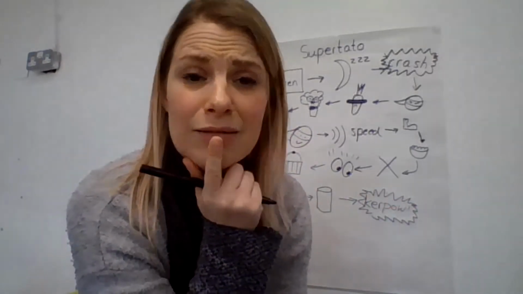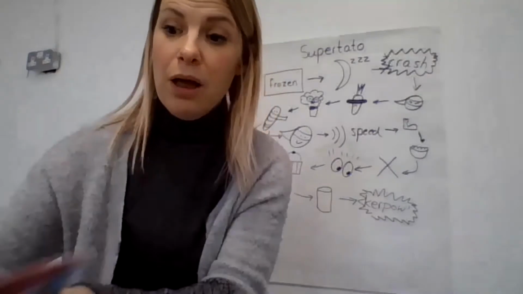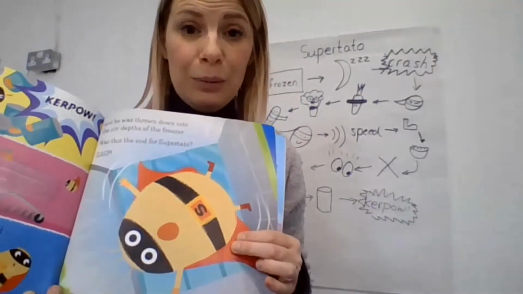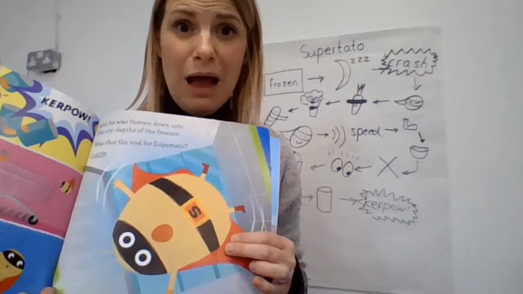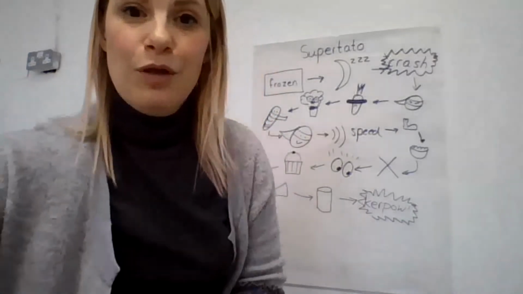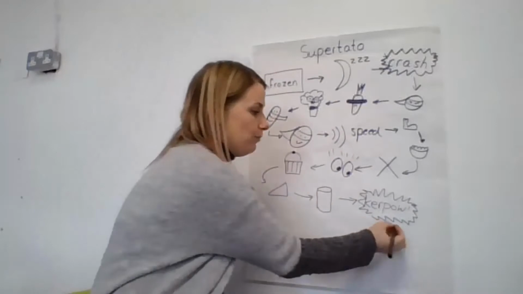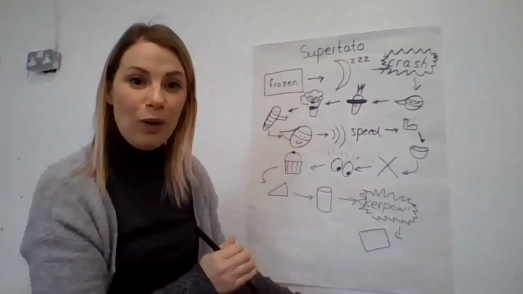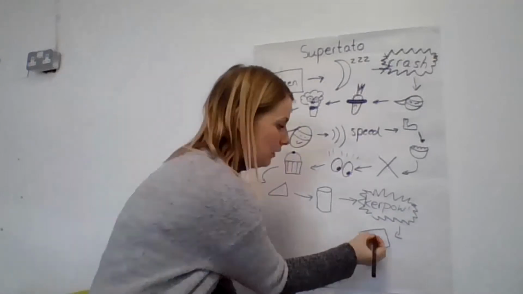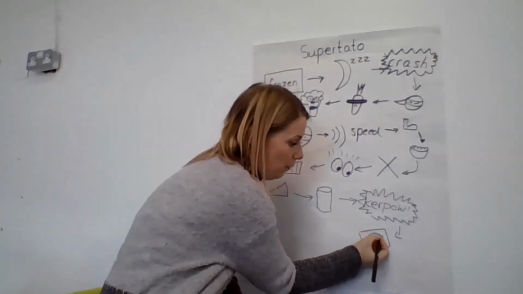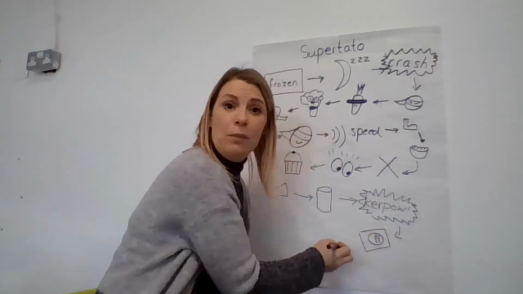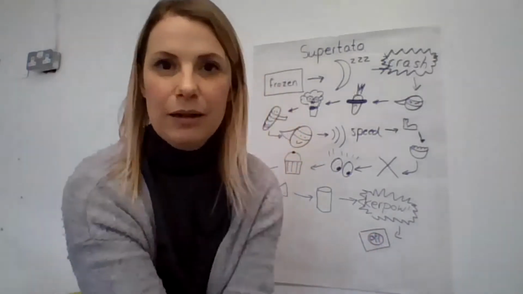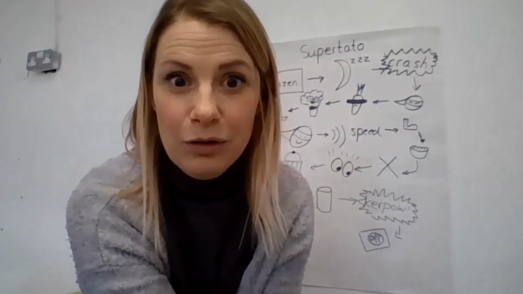What happened next? Oh no, I remember. This is when Supertato fell all the way down into the icy depths of the freezer. Oh no! So to do this, I'm going to draw a square down there, and then Supertato falling down with a big face. He was a little bit scared at that point, wasn't he? Because he didn't know what was going to happen.